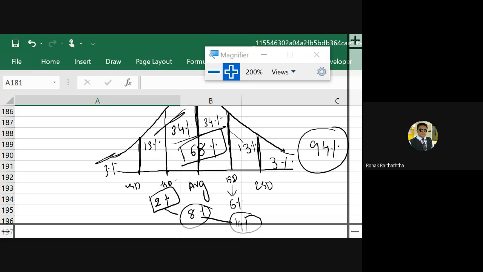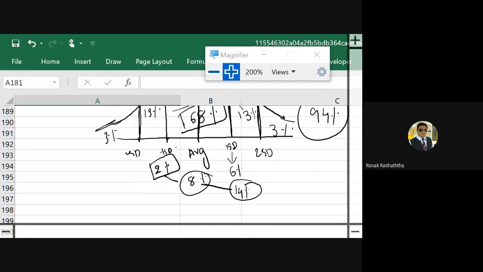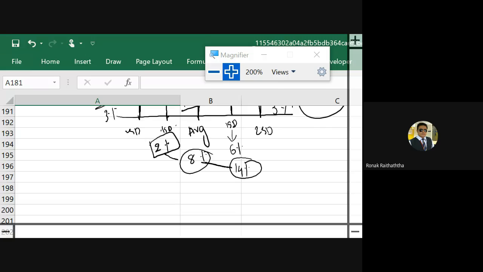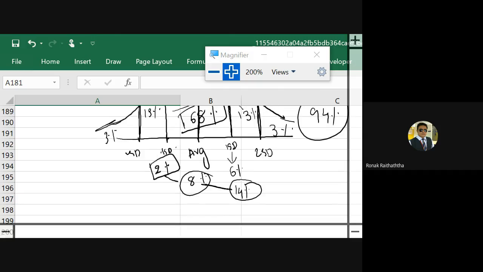If I ask you one more question, try to understand and interpret it. 94% of the times in the future, what will be my minimum return, and 94% of the times, what will be my maximum return? Here you will be reducing two standard deviations and adding two standard deviations rather than one, because now we have taken 94%.